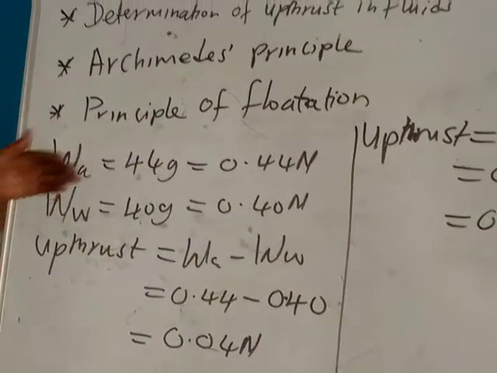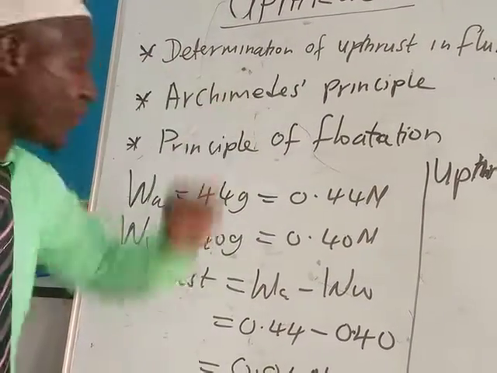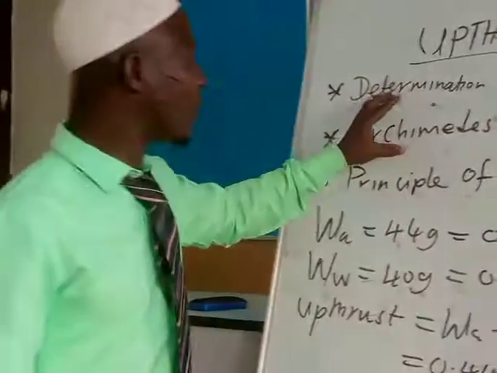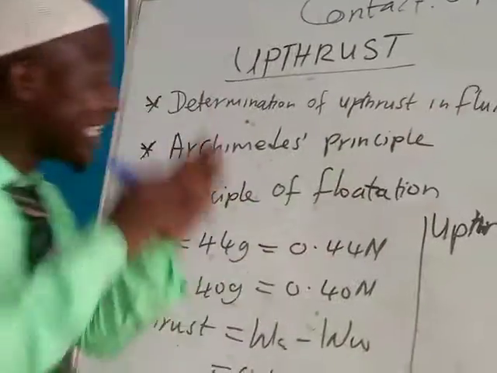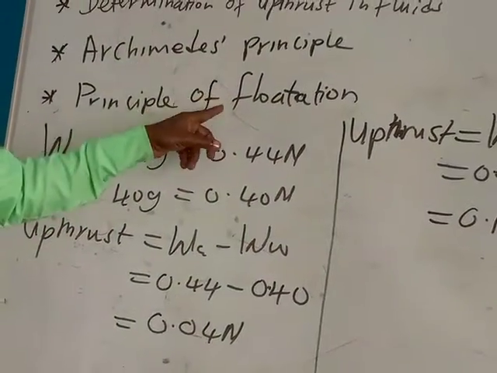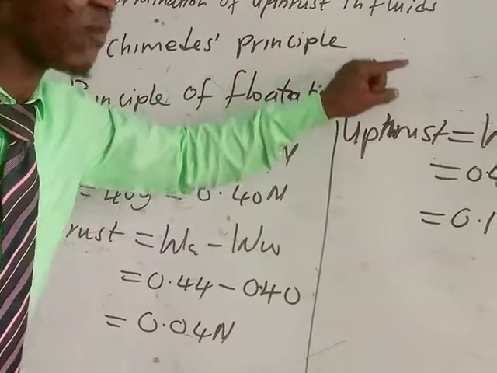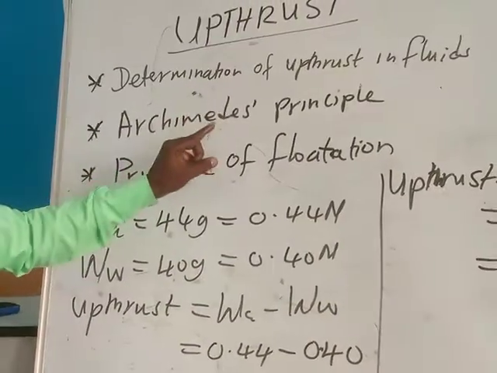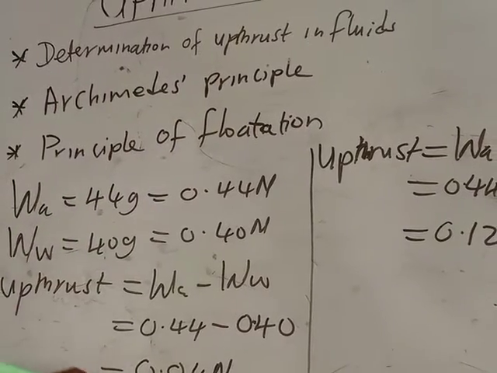Now, how can we link the upthrust with what is happening in Archimedes principle? Don't forget, Archimedes principle states that when an object is partially or totally immersed in fluid, it experiences a loss in weight, and that loss in weight is called upthrust. It experiences a loss in weight which is equal to the weight of liquid displaced. Therefore, if we want to calculate upthrust, what we just need is to determine the weight of liquid displaced.